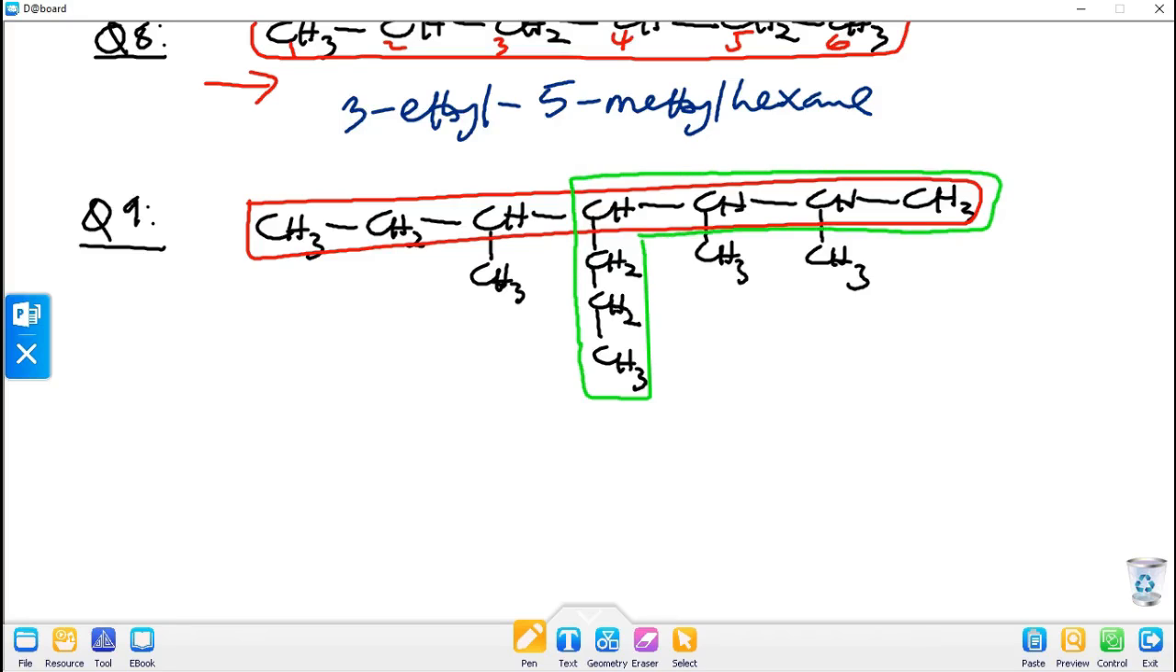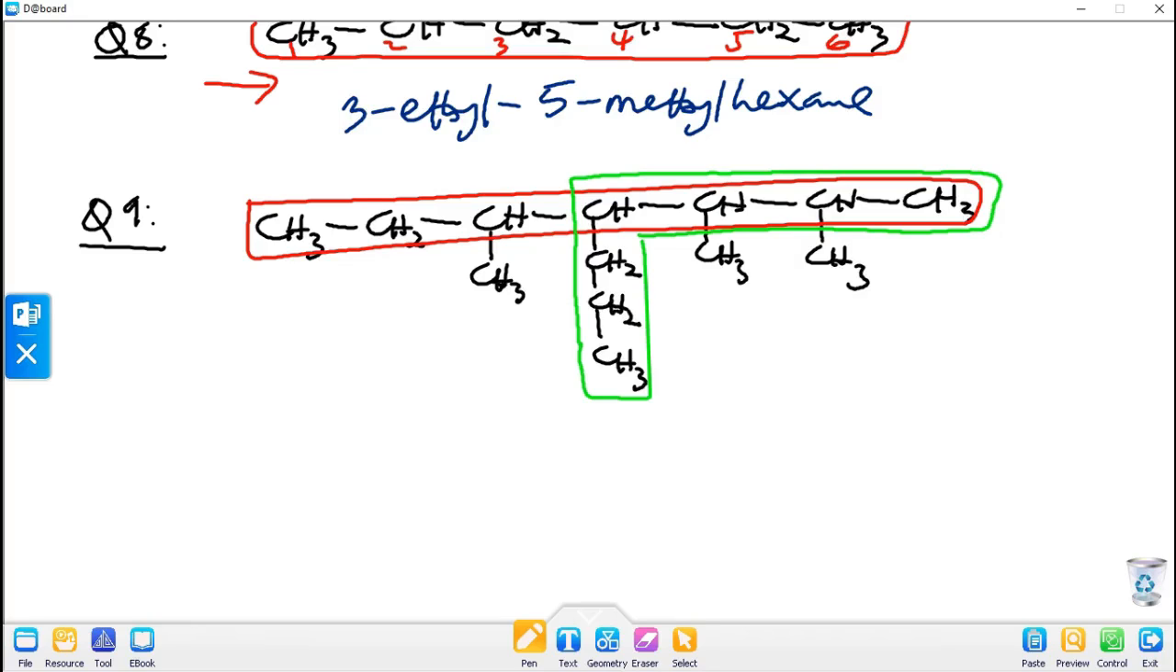You see? Some other person may choose this counting: 1, 2, 3, 4, 5, 6, 7. And another student may choose the straight one. So whether you're taking the straight chain or the L-shaped chain, all the same, it's still 7. There are still 7 carbons in the chain: 1, 2, 3, 4, 5, 6, 7. Some other person may choose to go from the right hand side.